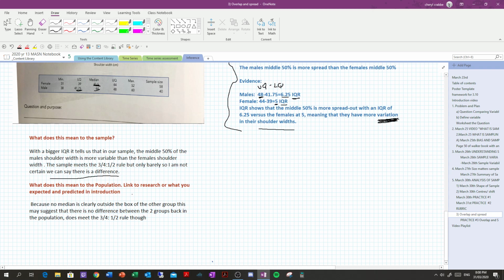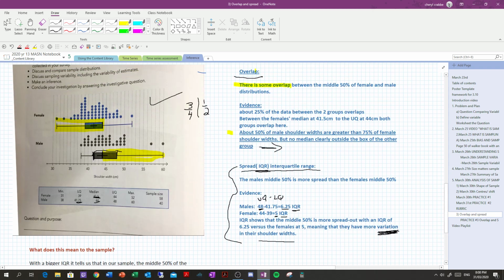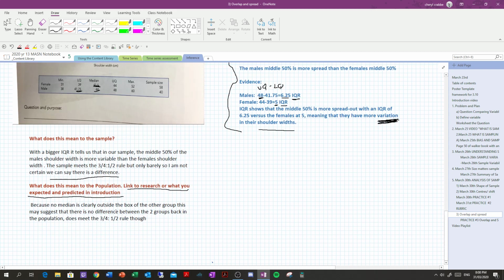And then what does this mean to the population? If you were doing Excellence and so on, you would link this to research, or to your hypothesis. Because no median is clearly outside the box of the other group, this may suggest that there is no difference between the two groups back in the population, but it does meet the 3/4 half rule, and one group is shifted a little bit further to the right. There is actually a shift to the right of males. They have a bigger median. But maybe there's just too much overlap to really say.